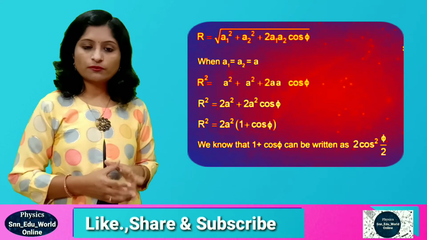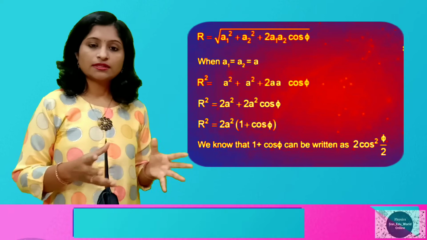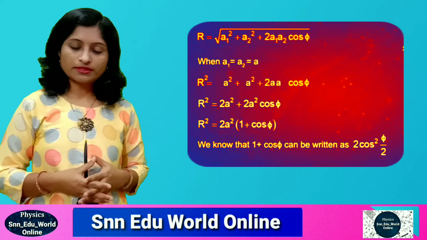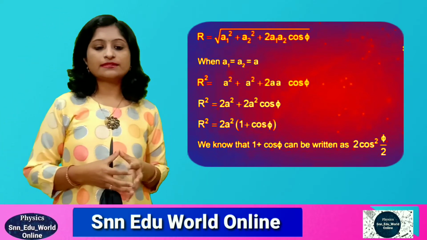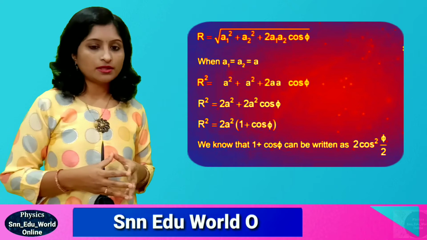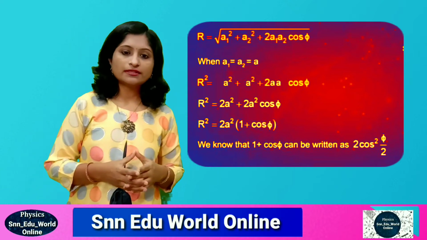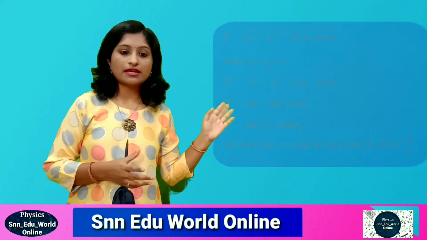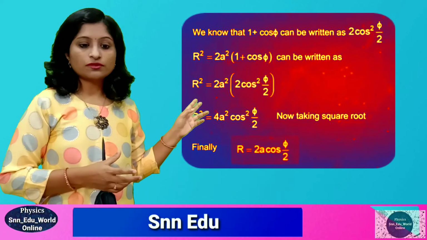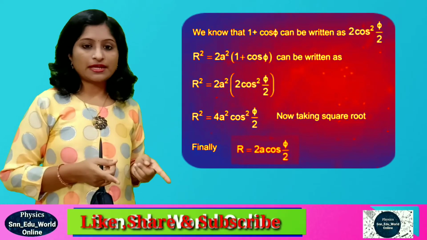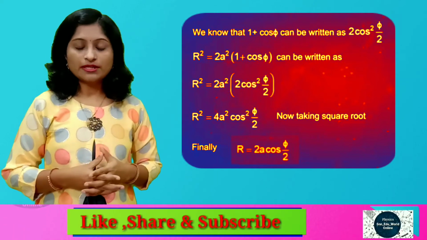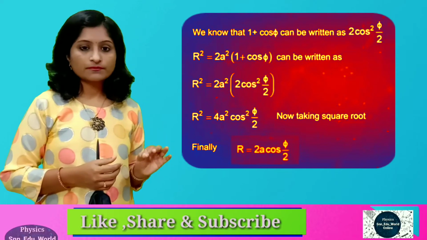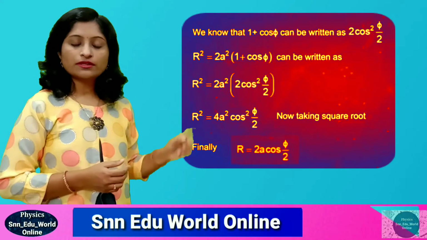Again 2a square is common from the two terms on the RHS. The remaining term is 2a square in the bracket, 1 plus cos phi. Now apply the trigonometric identity here. 1 plus cos phi is nothing but 2 cos square phi by 2. So substituting instead of 1 plus cos phi, the equation changes to r square is equals to 2a square in the bracket 2 cos square phi by 2. So ultimately we are getting r square is equals to 4a square cos square phi by 2.